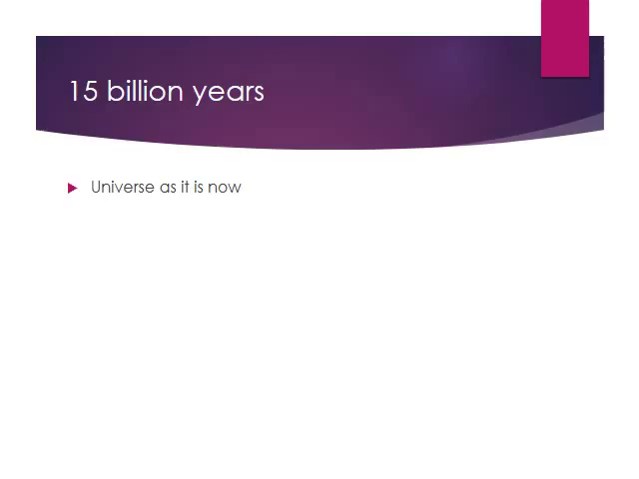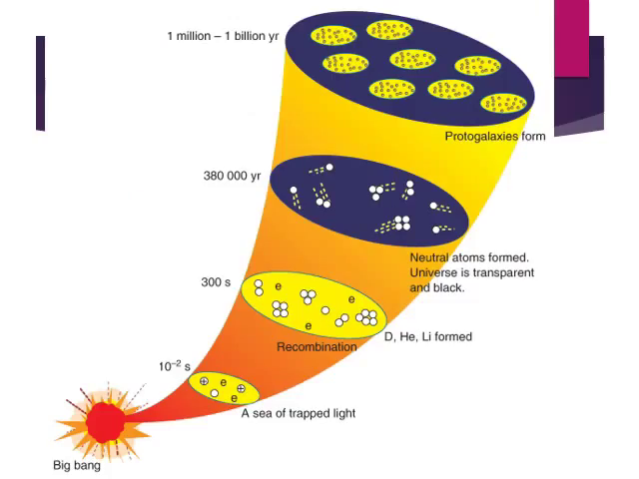Now, 15 billion years after the Big Bang, the universe exists as it is now. So here we can see another representation of the formation of the universe. We start with the Big Bang at the bottom. This is followed at 10 to the minus 2 seconds with a sea of trapped light. At about 300 seconds, recombination is occurring. We've got deuterium, helium, lithium forming.